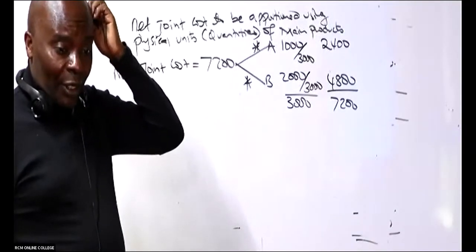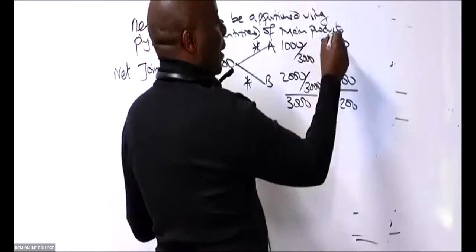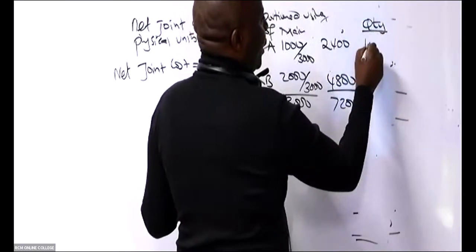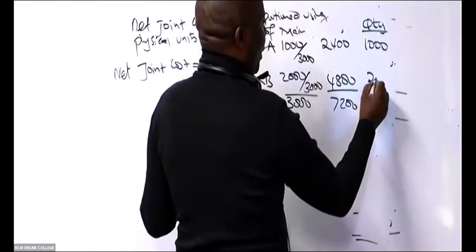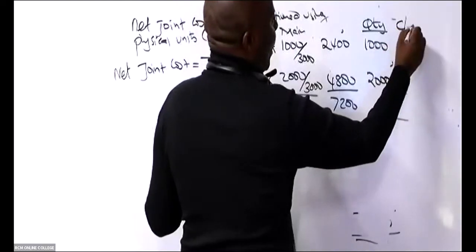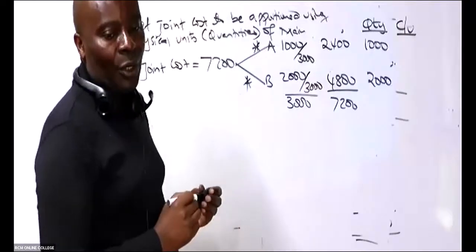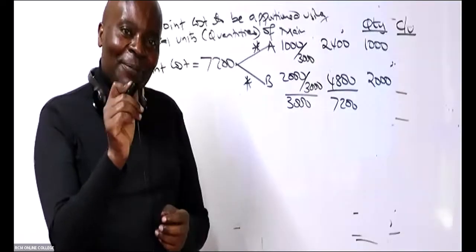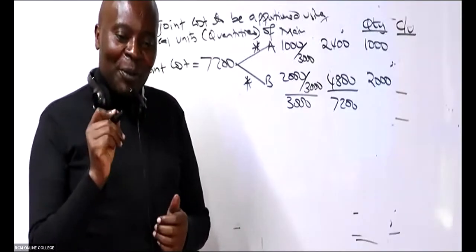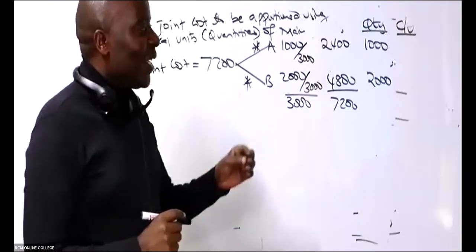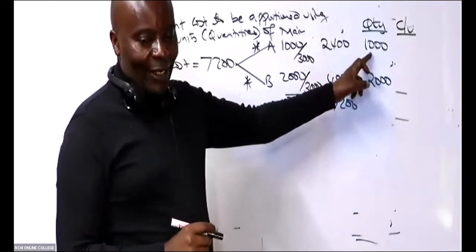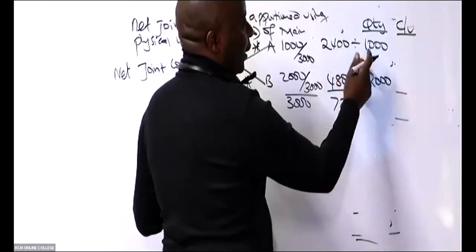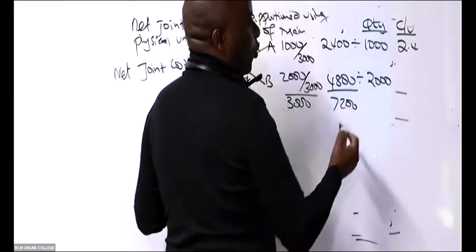Now, ladies and gentlemen, come and repeat here the quantity. Remember, this is total cost. The quantity is 1,000 and 2,000. So give us the cost per unit. You will see this method is not very good because you're going to get the same cost per unit for these products. How do we get cost per unit? You take total cost and divide by quantity. You can write like this for your revision: 2,400 divided by 1,000 gives me 2.4. Is it?